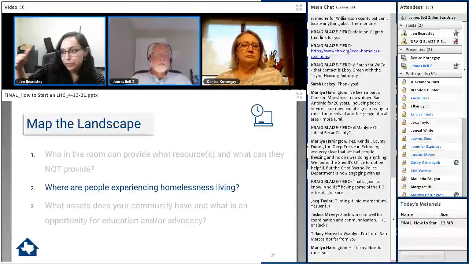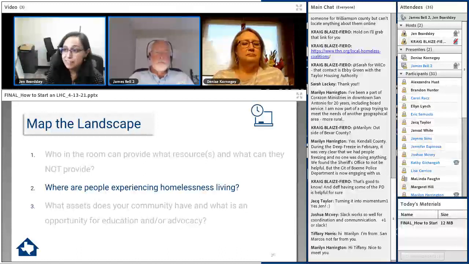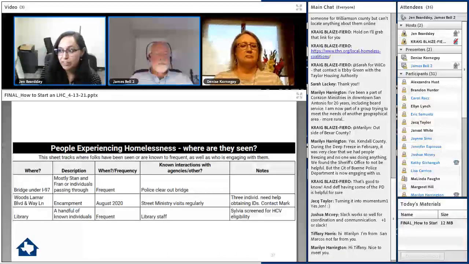But also continue mapping your landscape. Where do you see people experiencing homelessness? Where are they at? This is a sample spreadsheet. You can also physically map it on Google Maps or something if you'd like to. One mistake in this slide is that you do not want to use names. I don't ever use identifying information in this kind of map. I did not catch that before I used it as an example, but just as a note.